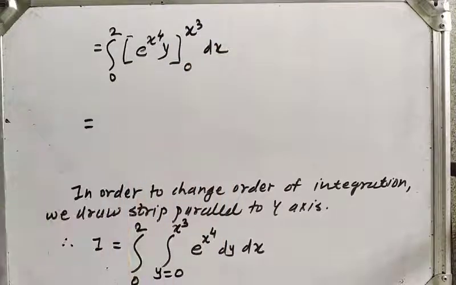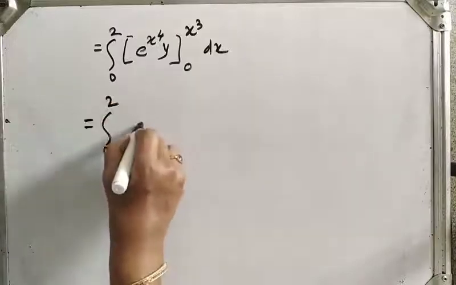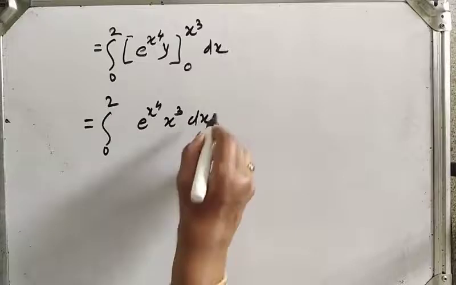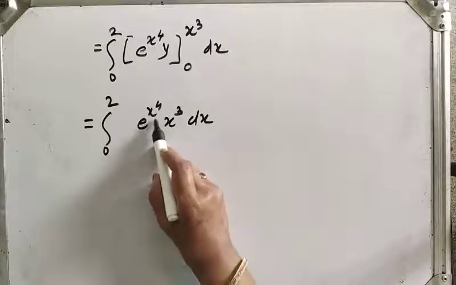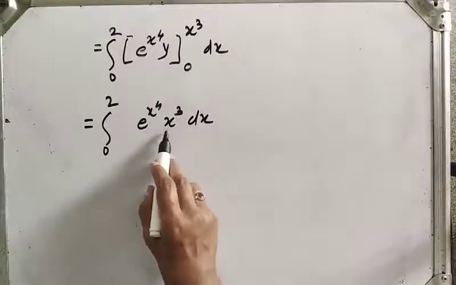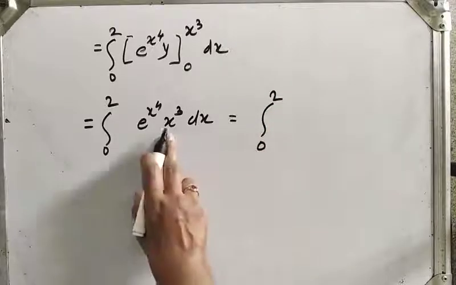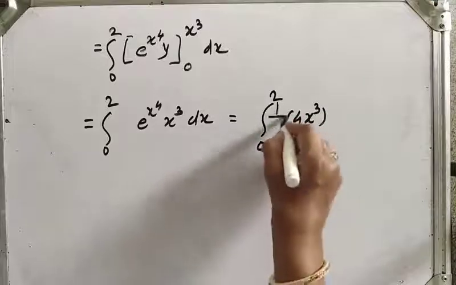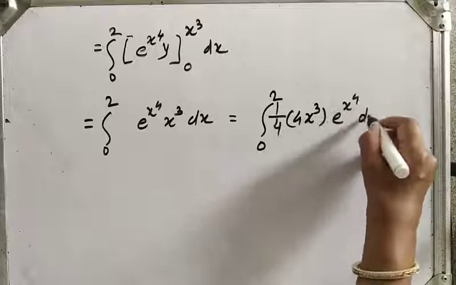Now let us apply limits. Integration 0 to 2 of e raised to x raised to 4 into x cube minus 0 into dx. You can see it is e raised to f of x. f of x is x raised to 4 and its derivative is 4x cube. From this, x cube is there, we can multiply by 4. So let us do that adjustment. 0 to 2, x cube is there, let us multiply by 4, and for adjustment divide by 4, e raised to x raised to 4 dx.